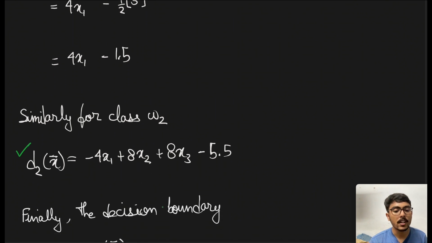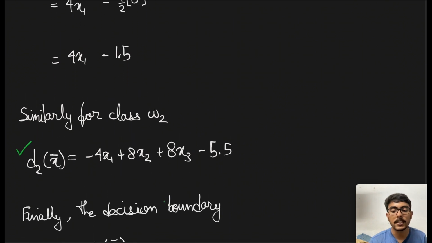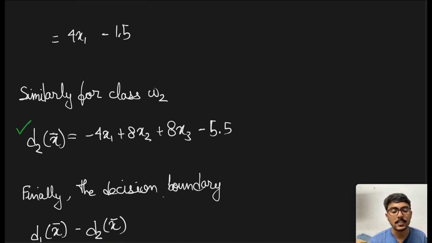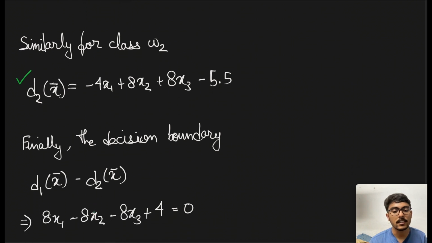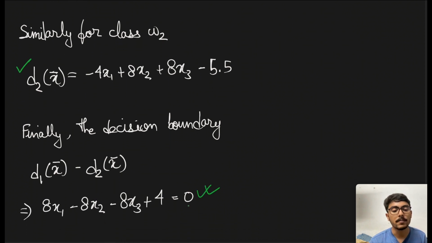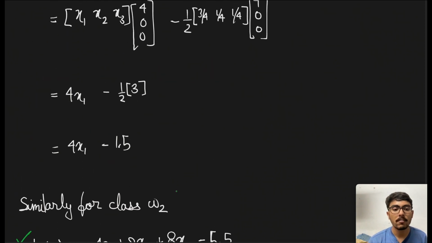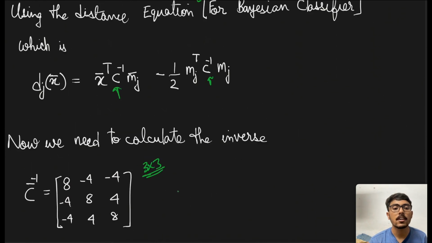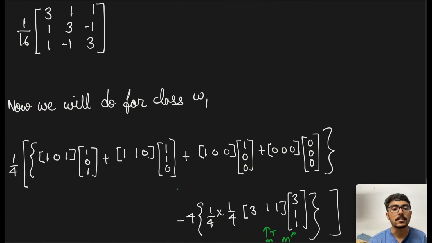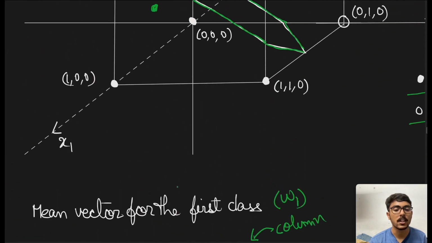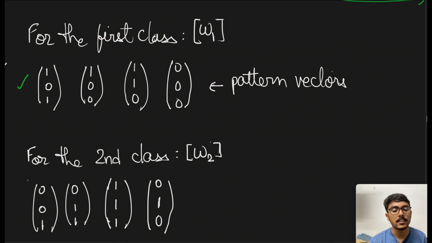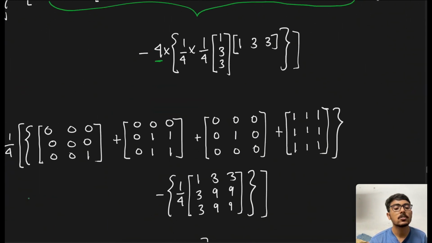Now let's go ahead, and finally the decision boundary, as we have been calculating, it's d1x minus d2x bar, right? The difference of both of these distances, and once we calculate it, it comes out to be 8x1 minus 8x2 minus 8x3 plus 4 equals 0. So this is the decision boundary using Bayes classifier for the given pattern vectors. These are the pattern vectors which we classified, right? These are the pattern vectors that we have used.